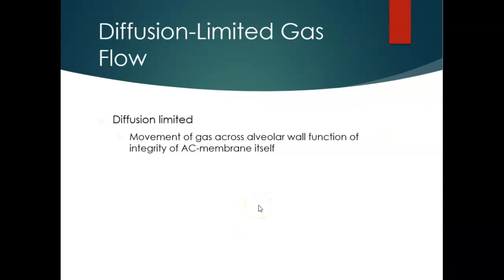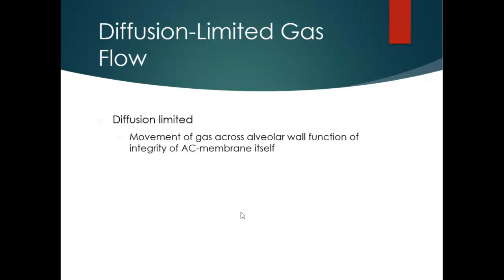Okay. So when we talk about perfusion limited diffusion issues, you think about diseases that affect the blood flow to the lungs. So anything like a PE, or pulmonary embolism, is going to limit the amount of blood flow to the lungs. That's going to limit diffusion taking place.